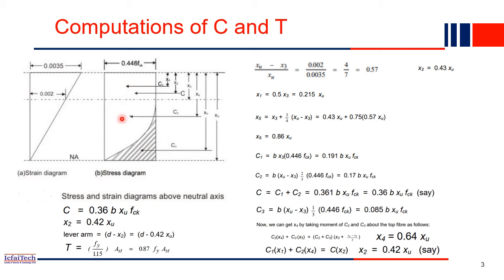To find the entire stress block, we divided this entire area into three parts. The first part is the constant part, this rectangular part. This part we call C1. So this is C1, you can see.